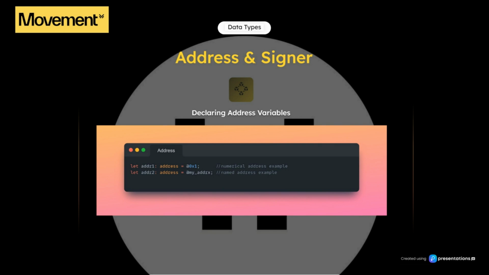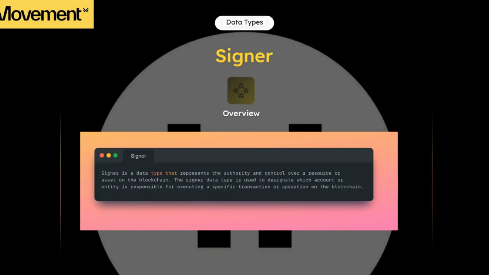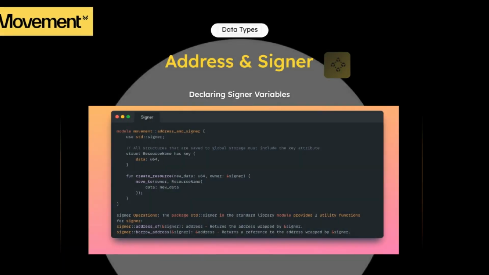This is an example of how to declare address variables, and we can see that addresses have 2 forms, named or numerical. The next data type is signer. Signer is a data type that represents the authority and control over a resource or asset on the blockchain. The signer data type is used to designate which account or entity is responsible for executing a specific transaction or operation on the blockchain. This is an example of how to declare a signer variable.